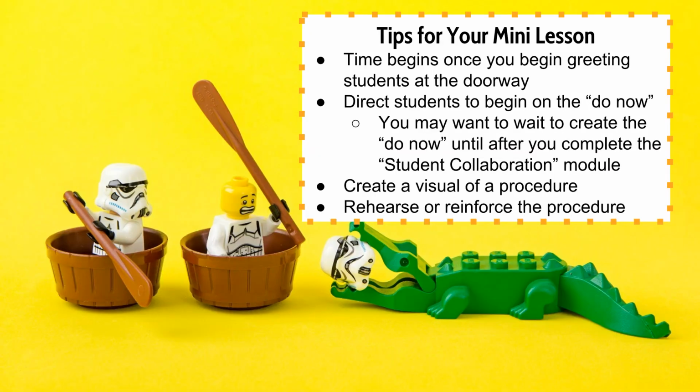Here are some tips for your 10-minute mini lesson. The time will begin once you begin greeting students at the doorway. You'll likely only have 3 to 5 students to greet, so it should only take a minute or two to greet your students. After you greet the first or second student, direct them to begin on the do now. You may want to wait to create your do now until you complete the student collaboration paired discussion module, as you'll want your do now to be aligned with the collaborative task that follows.